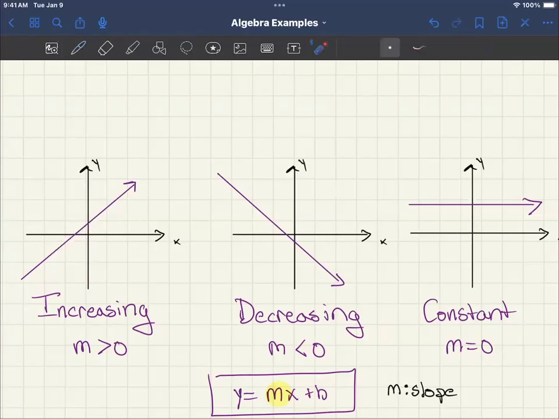And the slope of the function is what's going to tell us whether we are increasing, decreasing, or staying constant. So if that number that's glued to the x value is positive, your function is increasing, and it's going to go upwards from left to right on your graph.